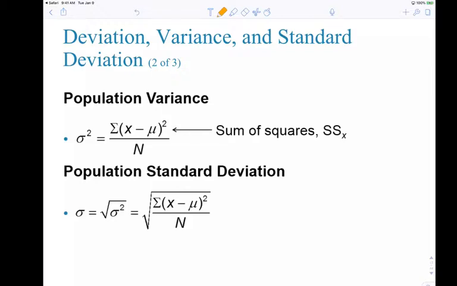So then population variance. First we find the deviation, X minus the mean. Then each deviation, we square it, sum them up, and divide by the total number of entries. It's a sum of the squares, the SSX. So that's population variance. For population standard deviation, once we have the variance, we just take the square root of the variance. Any questions there? We will be doing open notes. You just need to know how to use these formulas. You don't have to commit these to memory.